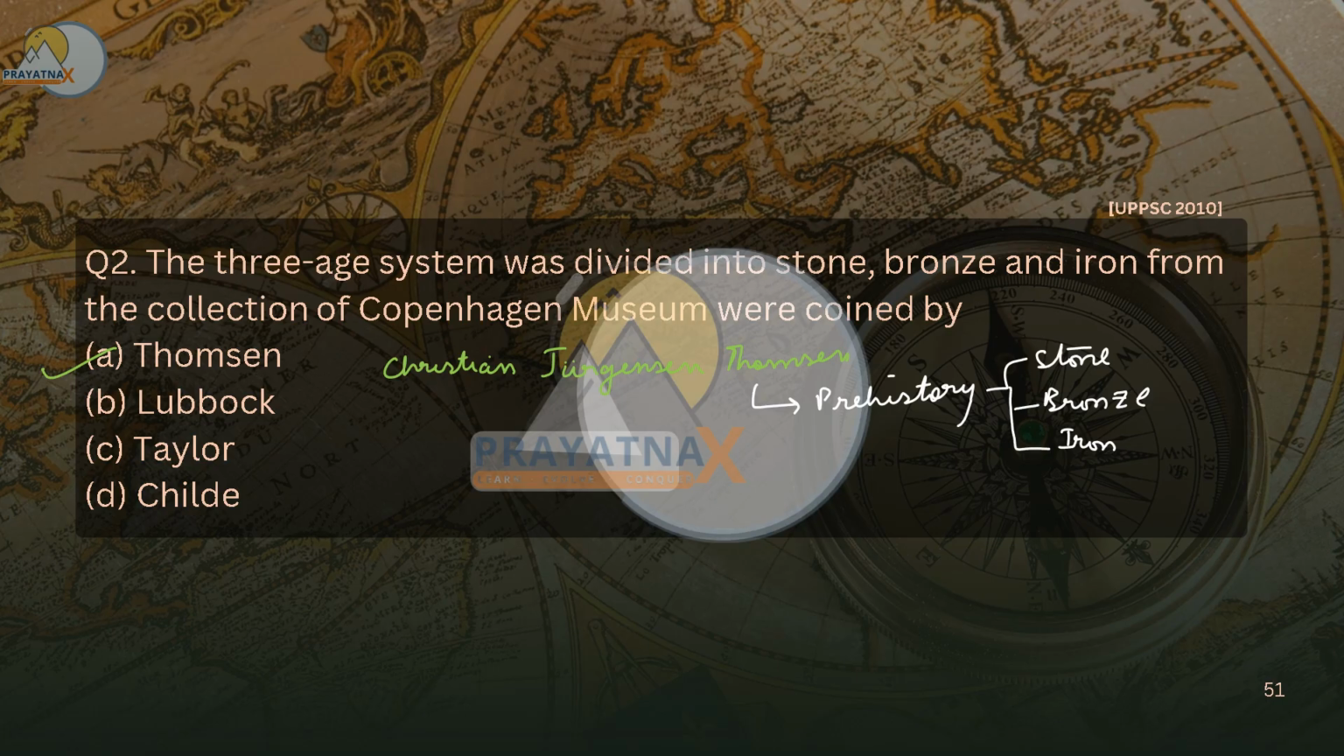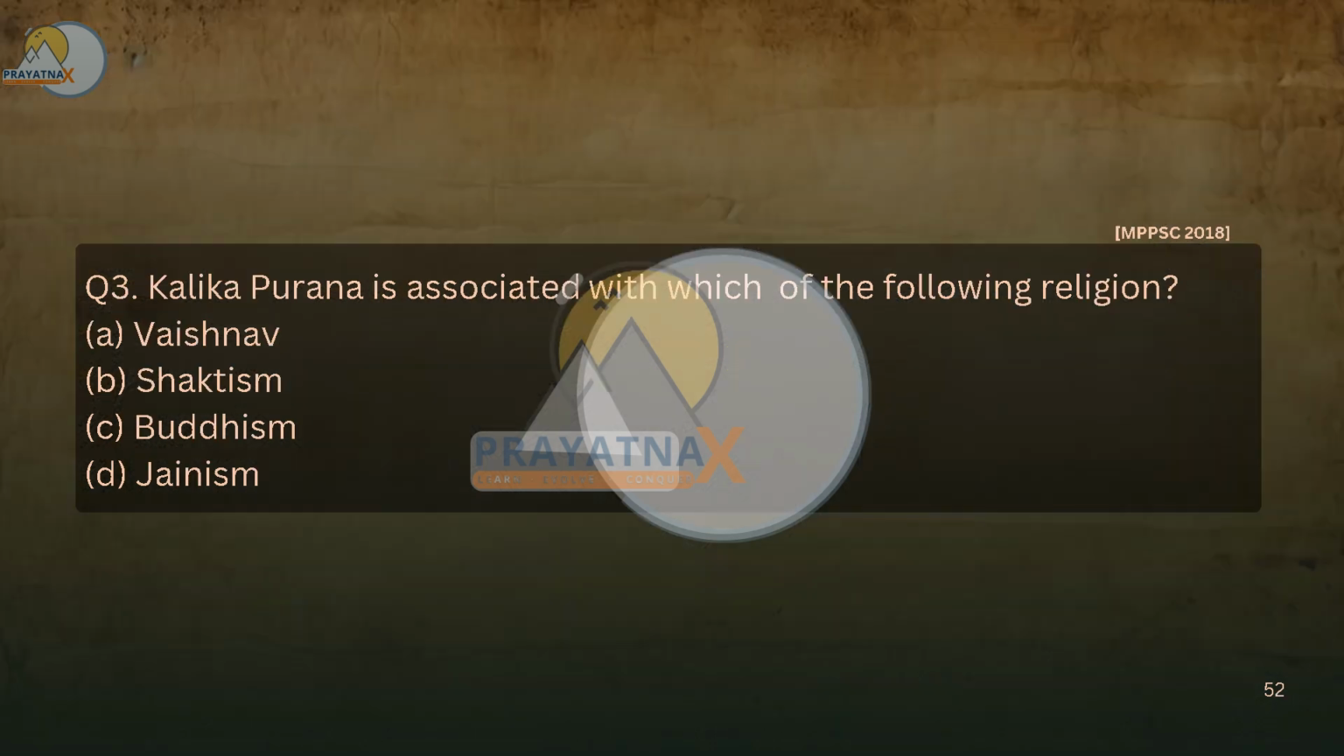Now this particular classification was based on primary materials that were used, such as the tools and artifacts at that time. So moving on to the next question. The Kalika Puran is associated with which of the following religions? Vaishnav, Shaktism, Buddhism and Jainism. So this question appeared in MPPSC in 2018. So the correct answer for this question is Shaktism.